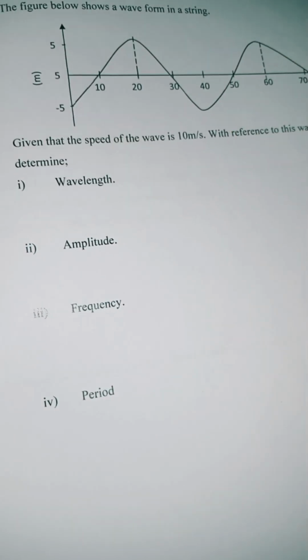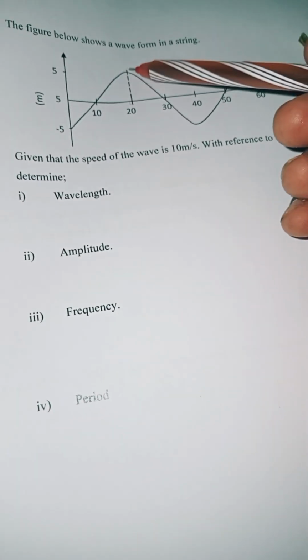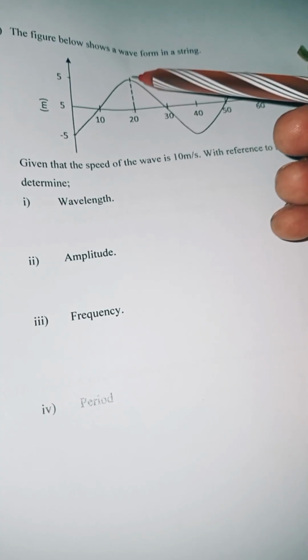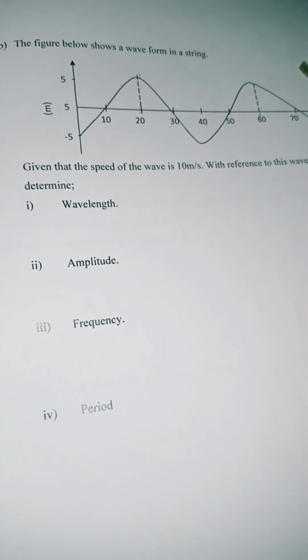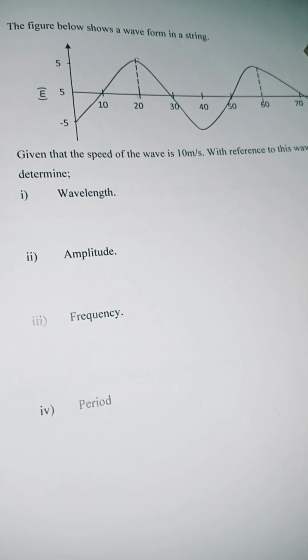Now we have here a question on waves, as you can see. Just a simple interpretation. From here to here is what we call the amplitude. That is always the maximum displacement of a particle from a mean position. For example, if you displace a particle, that maximum displacement from a mean position is what we call the amplitude.